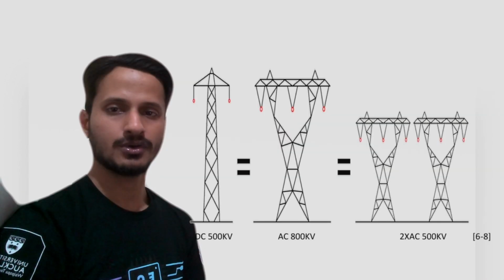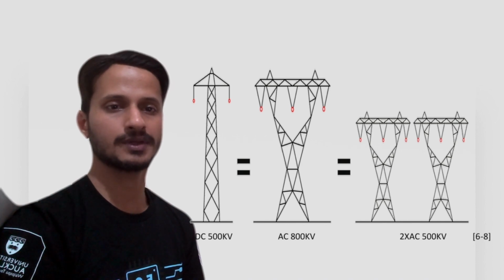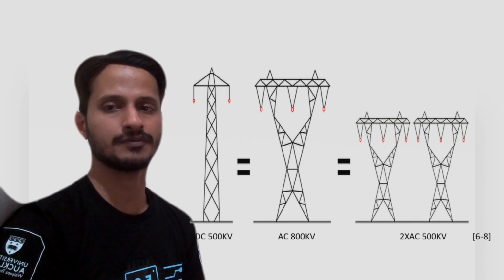The low structure cost and clearance area needed for DC transmission is because it has two conductors only and low voltage levels for the same power transmission capacity, as shown in figure.